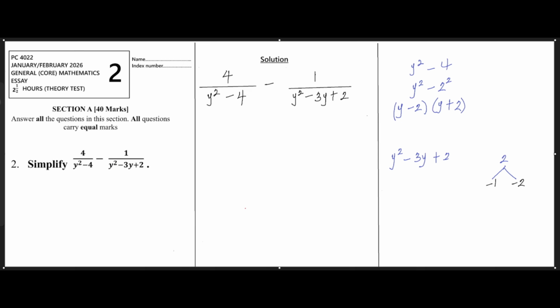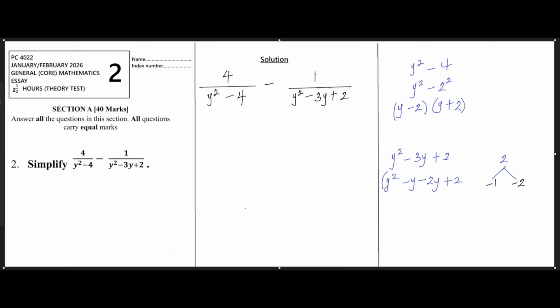So we can move on with the factorization. So we have y squared. Now we are splitting minus 3y into these two factors. So we need to attach y. So minus 1y is the same as minus y, and then minus 2y, then plus 2. The next step is that we have to group them. So we group them.